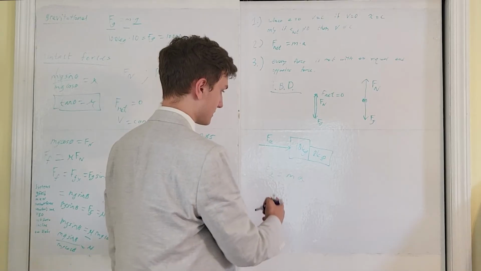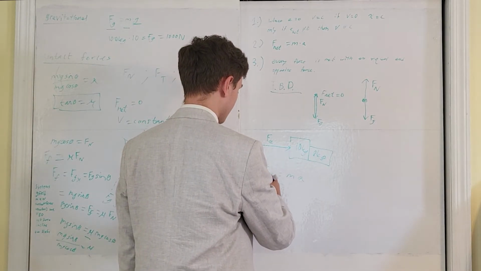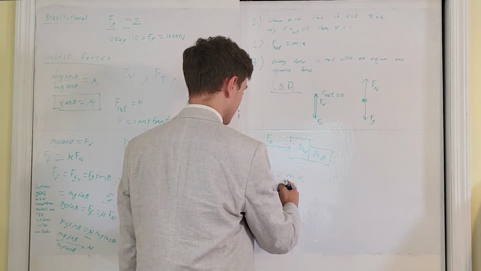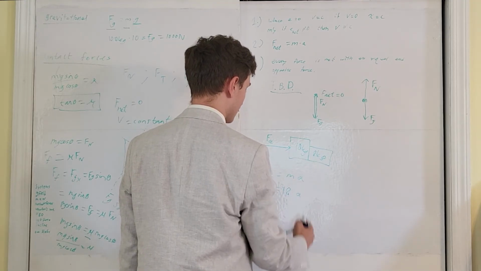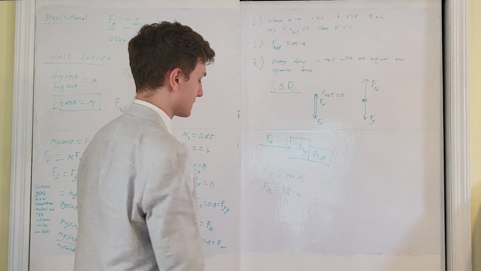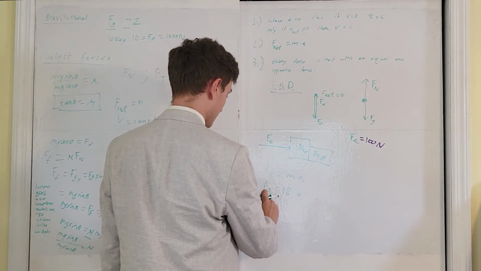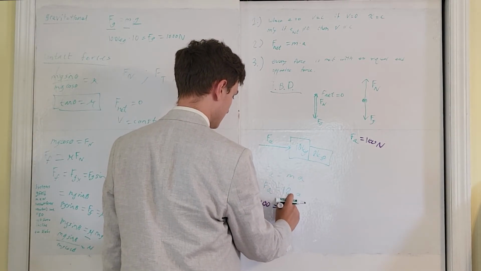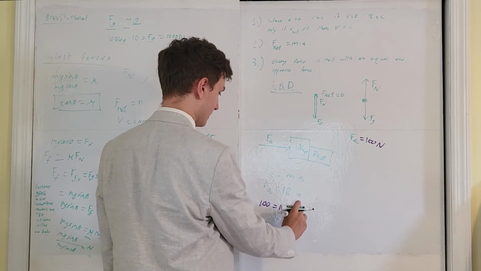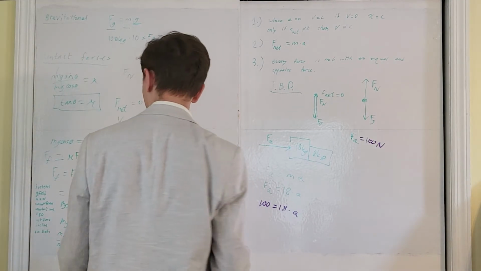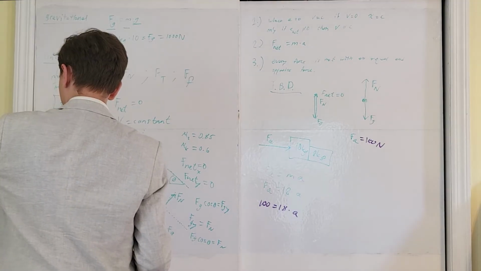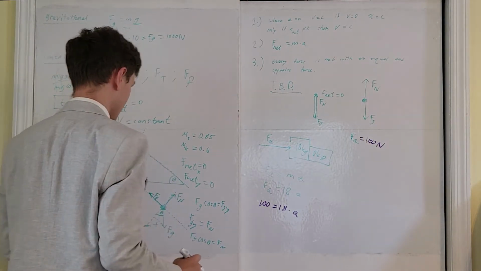The total mass of our system is what? It's 18 kilograms. That means the applied force is 18 times the acceleration of the system. Let's say the applied force is 100 newtons. That means that 100 newtons equals 18 times the acceleration of the system. Okay, so let's plug that into a calculator and solve for the acceleration of the system.